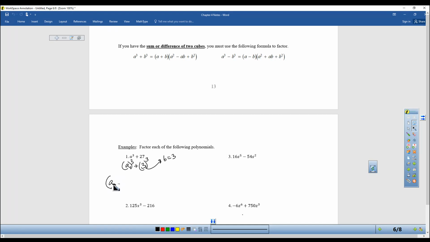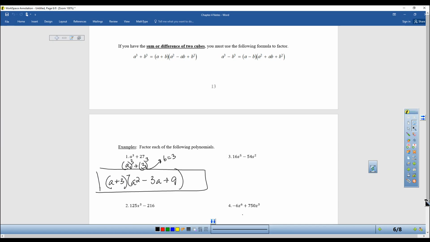So I'm literally going to do A plus B, which is A plus 3, times A squared minus A times B, which would be minus 3A, plus B squared, which is plus 9. That's it. Done. But you can only do it if you know the formula.